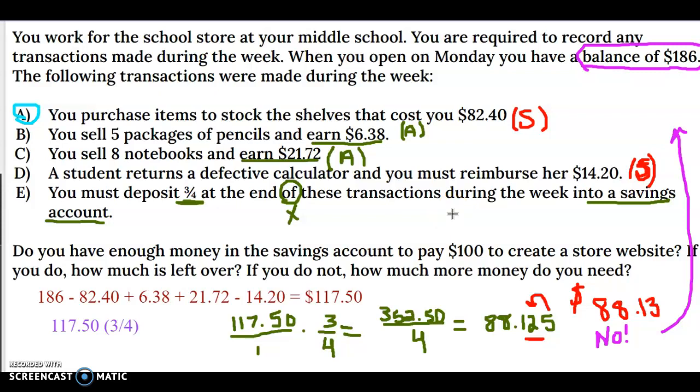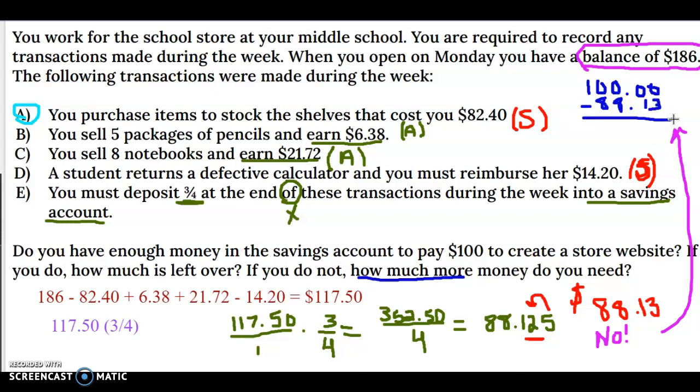But it says, if you do not, how much more money do you need? Well, whenever you see how much more, how many more, any one of those two terms, you know that you need to subtract. I need to know how much more I have to put in that account. Well, I need $100. That's what I need in the account. But I only have $88.13. So let's see how much more I need to purchase. I'm going to take that $100. I'm going to line up my decimal points.